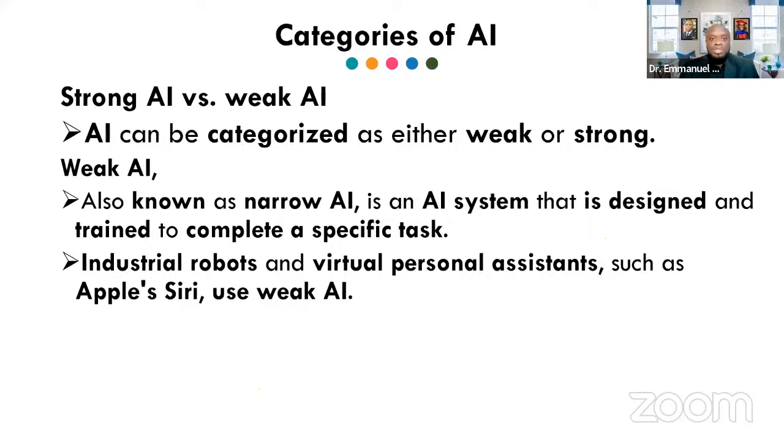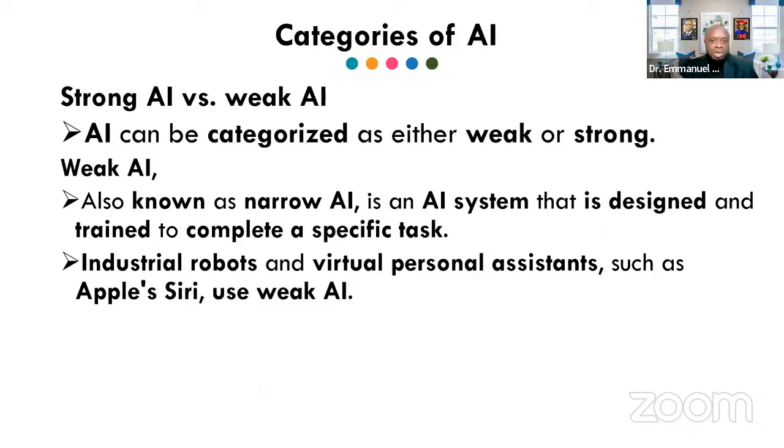Some other schools of thought have other lists of categories, but the two main fundamental categories of AI are strong AI and weak AI. We will look at weak AI first. Weak AI is an artificial intelligence system that performs a specific task. So it cannot do multitasking. It does just one specific task.